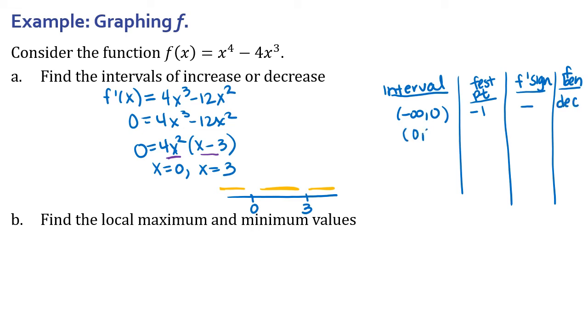From 0 to 3, let's use the test point of 1. 4x squared, so 4 times 1 squared is a positive 4. 1 minus 3 is a negative 2, so a positive times a negative is also negative. So that's also decreasing there. And then we'll look at 3 to infinity. Let's check 4 as our test point. 4 times 4 squared gives us a positive number, and 4 minus 3 also gives us a positive number. So the derivative is positive, which means this function is increasing there.